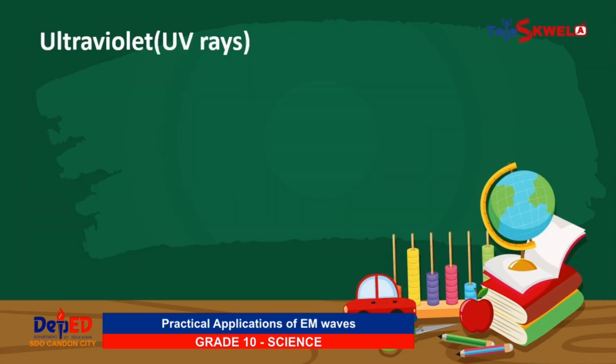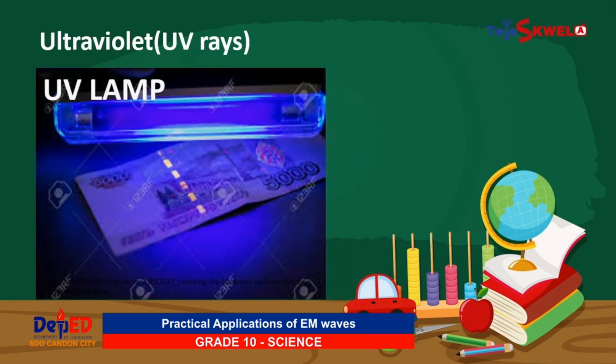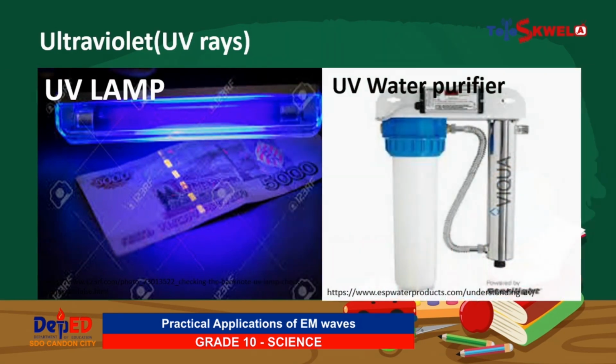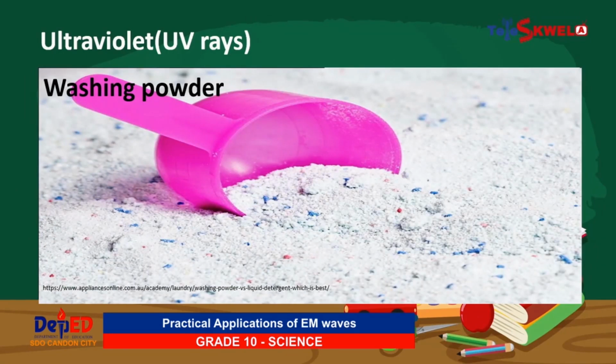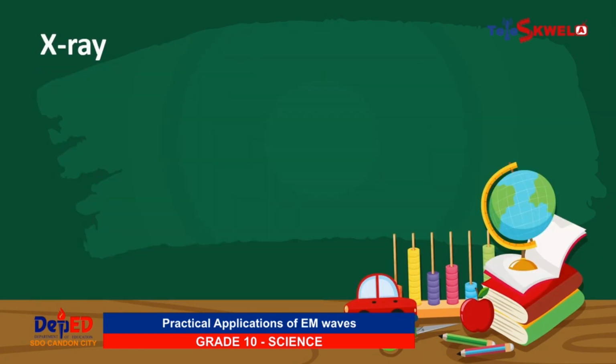Next is ultraviolet ray, the electromagnetic wave emitted by the sun. Though there are also artificial sources of ultraviolet ray. Some are used for security markings, sterilization of water, and fluorescence. And some washing powder contains fluorescent chemicals which glow in sunlight, making the shirt look whiter than white in daylight.